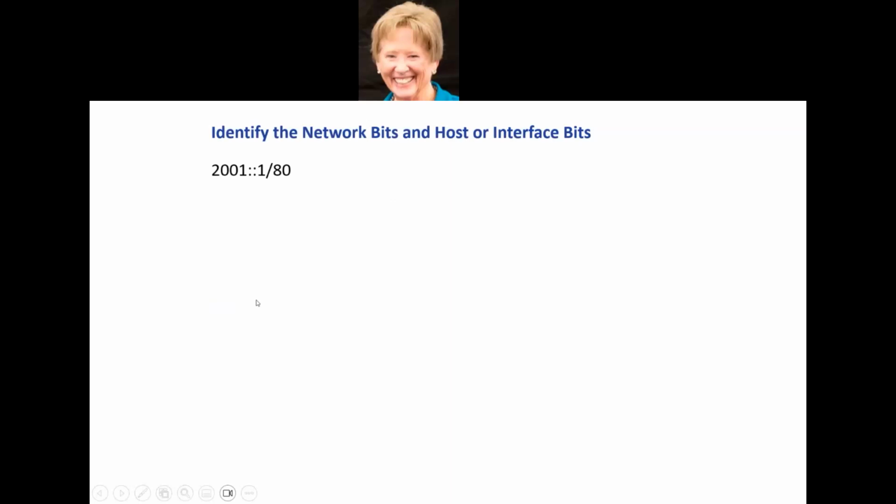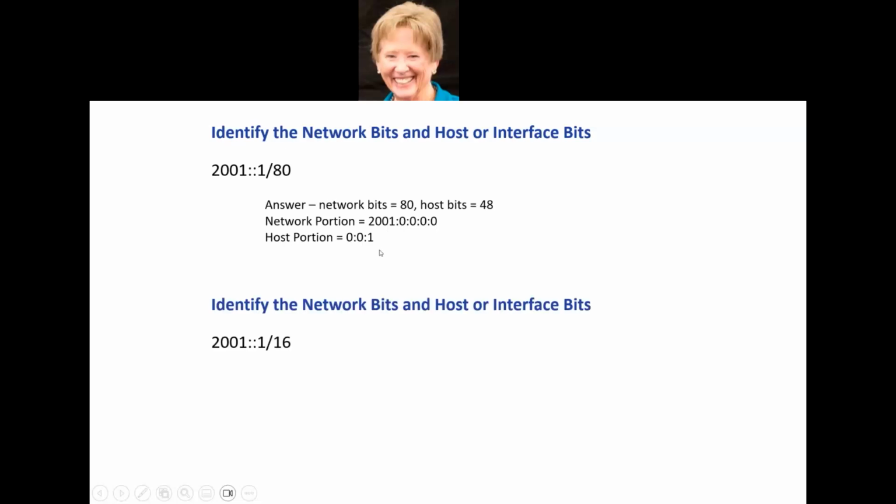Couple others. Here's one very similar. You have a /80. That means network bits 80. This prefix length, that's what it means. That's the network bits. And they should be able to understand 1, 2, 3, 4, 5 hextets that belong to the network and 3 that belong to the host.